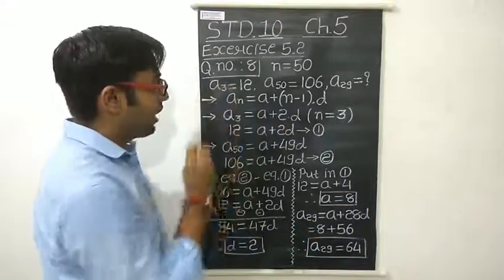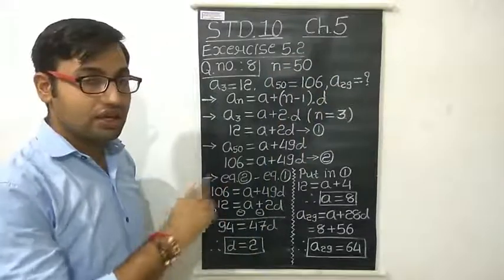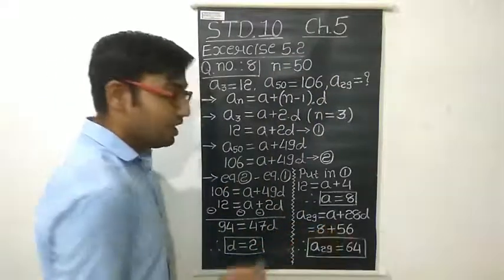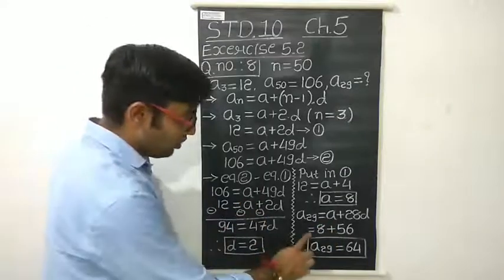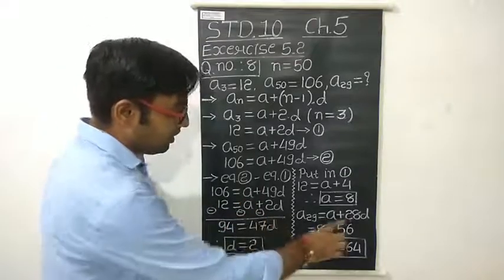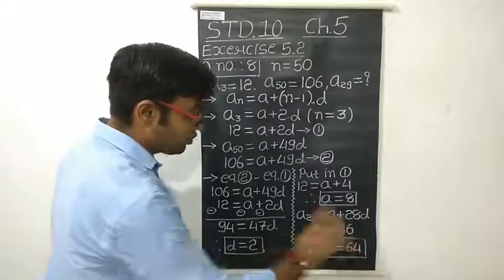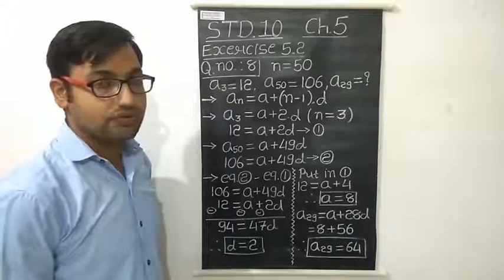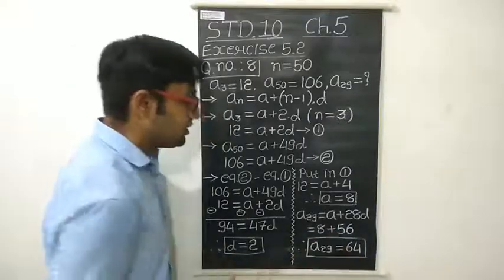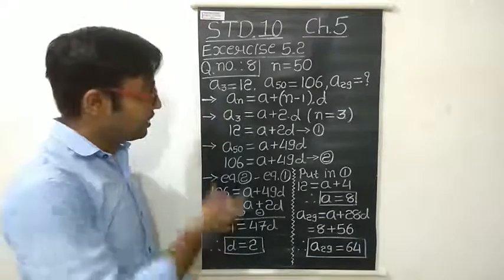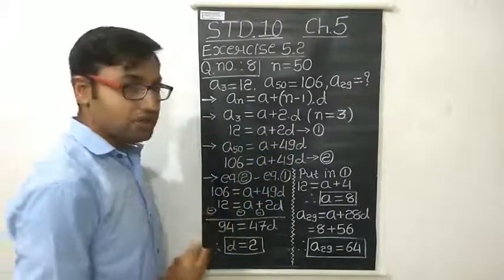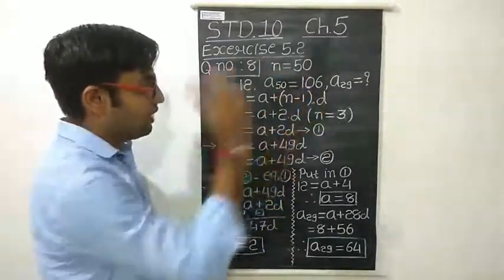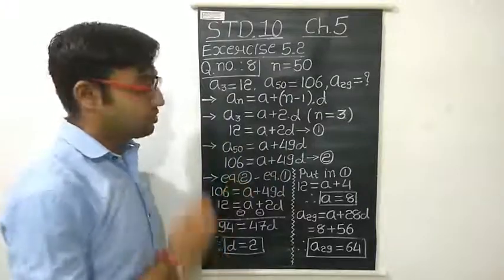Now using this formula, we can find the value of a29. Applying this formula, we get a29 is equal to a plus 28d, right? So a is 8 plus 28, and d is 2, so 28 twos are 56. And 56 plus 8 is equal to 64. So we get the value of a29 is equal to 64. So in this way, by making two linear equations and solving them by the elimination method, we can find the value of any asked term, right?